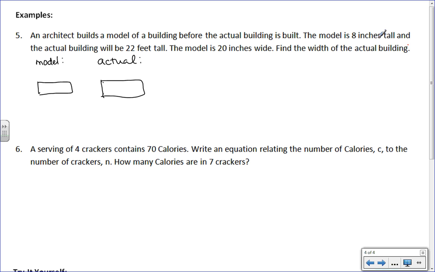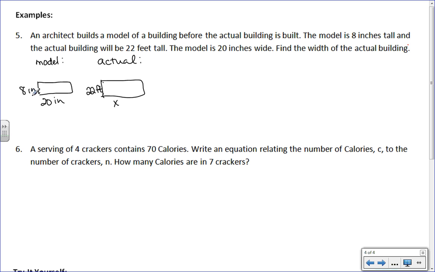We know the model is 8 inches tall. So here's the model, 8 inches tall. We know the actual building will be 22 feet tall. So 22 feet tall for the actual building. We also know that the model is 20 inches wide. So the width of the model is 20 inches. What we're trying to find is the width of the actual building. So we don't know the width.